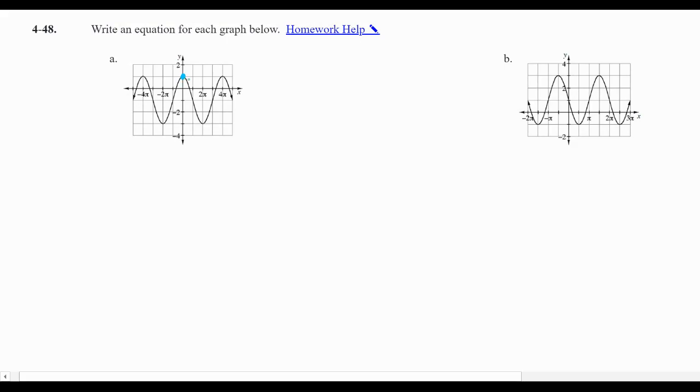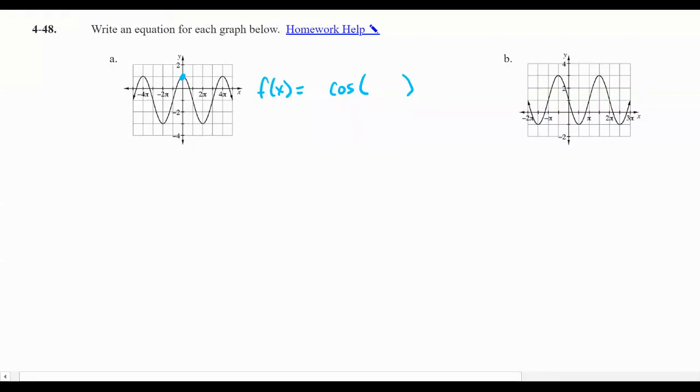So in this one here, because I see that it starts at the maximum at 0 here, I'm going to call this a cosine graph for the first one. So cosine of some stuff, and it's not going to shift, which is nice. It's also a positive cosine graph because I'm starting at the top here.